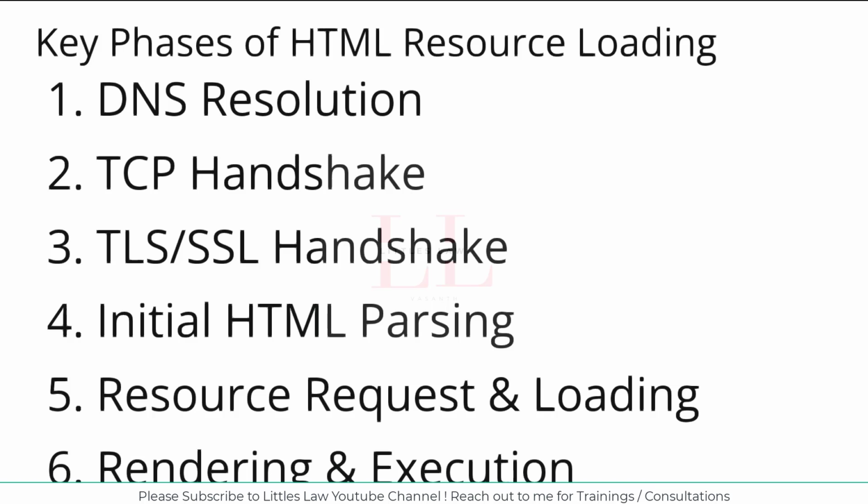And then the third step is the TLS SSL handshake. If the site uses HTTPS, and like all the websites today use HTTPS, the browser and the server must negotiate a secure connection before the resource transfer begins. And then the fourth part is initial HTML parsing. Once the browser receives the HTML file, it begins parsing the document. During this process, the browser encounters linked resources. When I say linked resources, they are the resources which are linked to your web application, like CSS, JavaScript, or images, and these get queued for downloading.